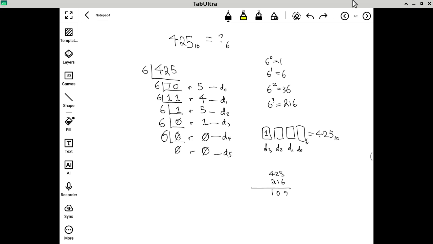70 divided by 6 is 11 with a 4 as a remainder. 11 divided by 6 is a 1 with 5 as a remainder. So that is not wrong. And the mistake is here. This is 209, not 109. My arithmetic is always getting me.